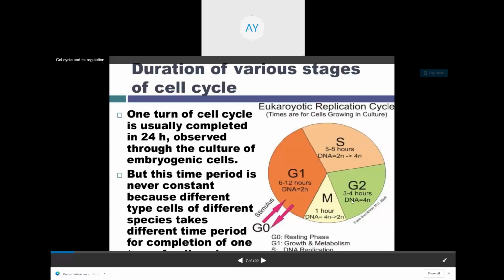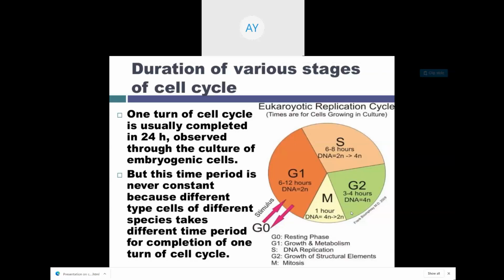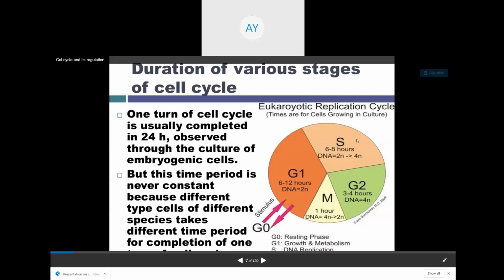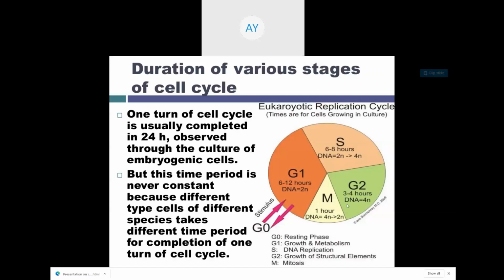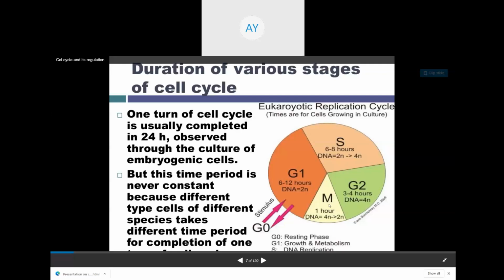Whatever the deficiency is, there are two checkpoints in G1 and S, and then there are checkpoints just after G2. What is a checkpoint? It checks whether there is a deficiency of DNA, RNA or protein in the cell. If there is a deficiency, then the cell will not enter the M phase, the actively dividing stage.